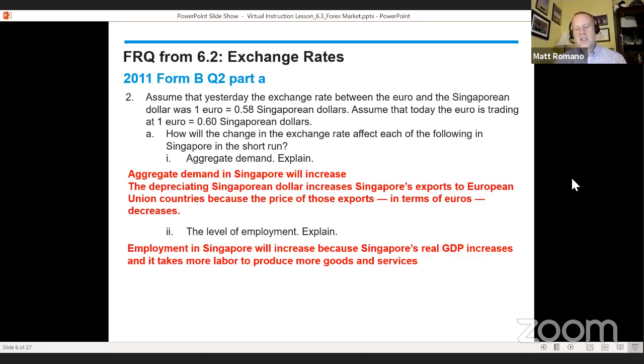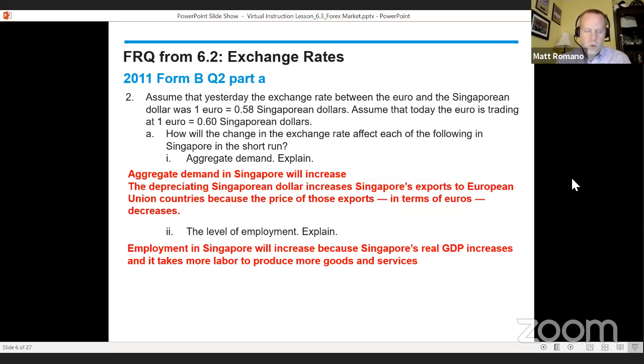So again, the connection between currency valuation, exports, aggregate demand, and then we can make the leap to real GDP and employment and see the changes that occur as a result. We're going to continue talking about that over the next few days, but again, that should become clear.